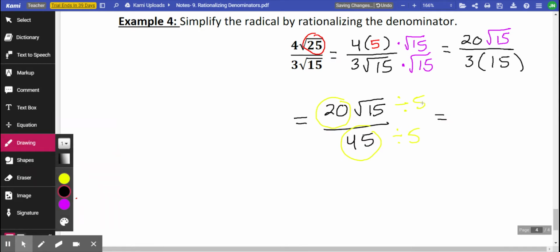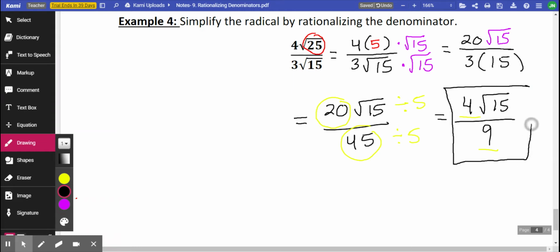So 20 divided by 5 is 4. The square root of 15 is still there. On the bottom, 5 times 9 is 45. So there we go. I simplified the fraction. 20 divided by 45 is the same thing as 4 over 9. So this is my final answer. Since I cannot do anything else, this is considered my final simplified fraction.